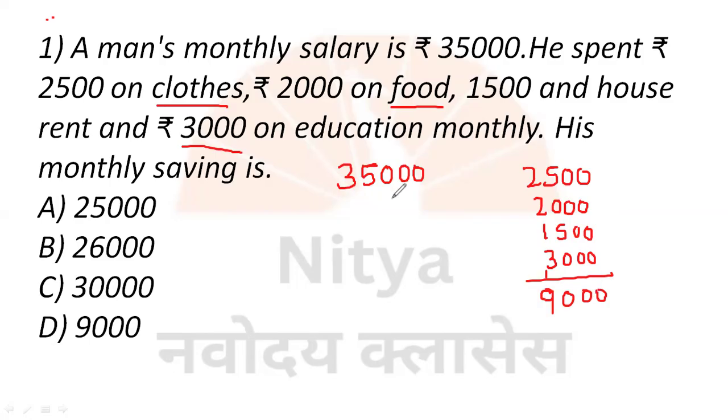So a man's monthly salary is 35,000, total money is 35,000. When we subtract 9,000 from this, what we get is 26,000. So this is his monthly saving amount, 26,000. So option number B is the answer. Okay, so the next question.